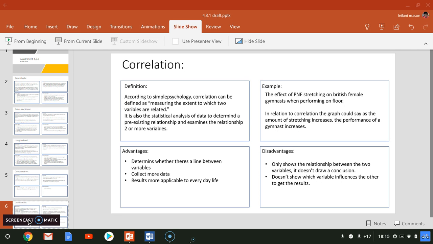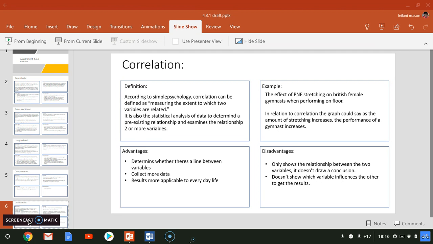An example of correlation in gymnastics is the effect of PNF stretching on female gymnasts when performing floor. In relation to the graph, you could say as the amount of stretching increases, the performance of the gymnast increases. On a graph, this would be a positive correlation because you'd have the stretching along the bottom and the performance at the top, and they're two different variables. So you might conclude that if you increase your stretching, your performance will increase.